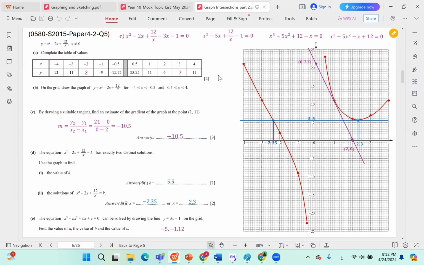In C, we're told by drawing a suitable tangent, find an estimate of the gradient of the graph at the point 1, 11. So we go to point 1, 11, which is part of our plotted graph, and we draw a tangent like we did before, and we make sure that the angles are close enough to each other, and then we pick two faraway points, and we attempt to calculate the gradient using these points. So I did 21 minus 0 divided by 0 minus 2, and I got negative 10.5 for the gradient.